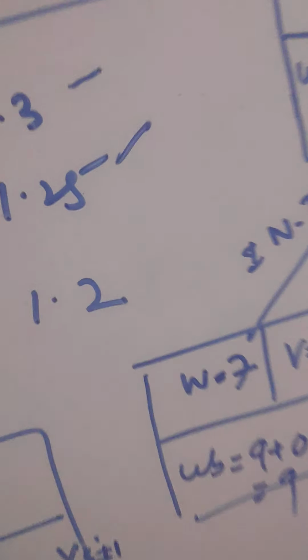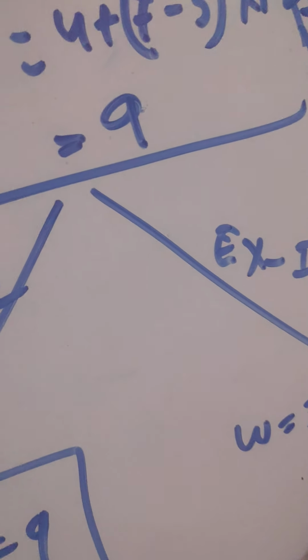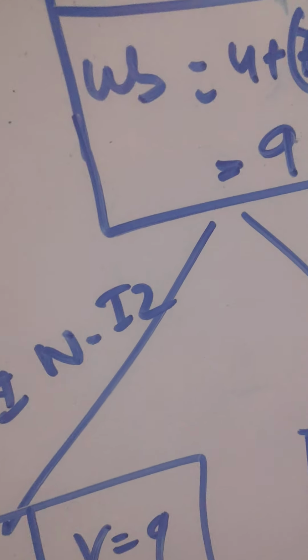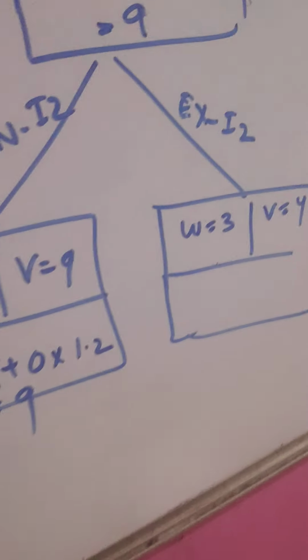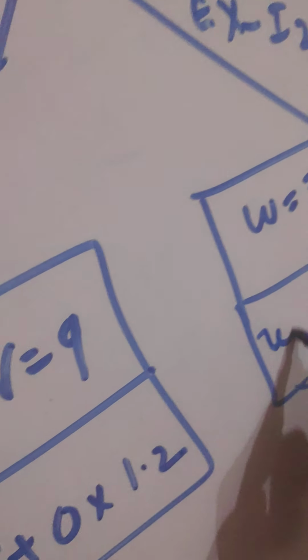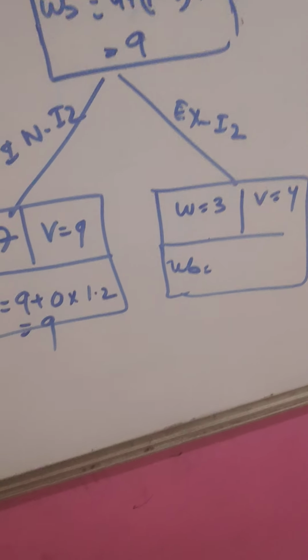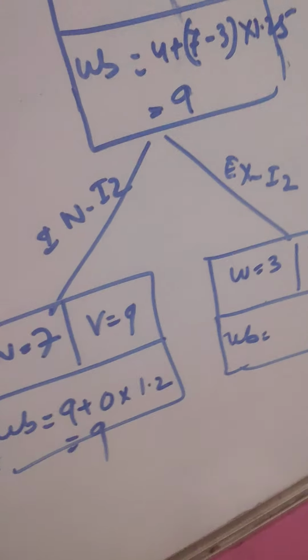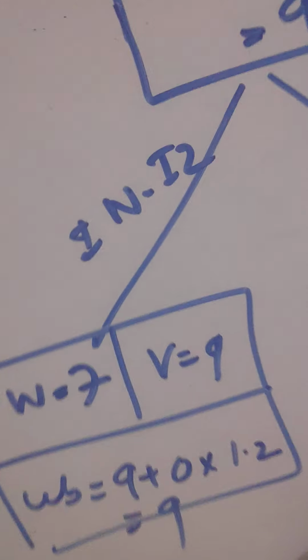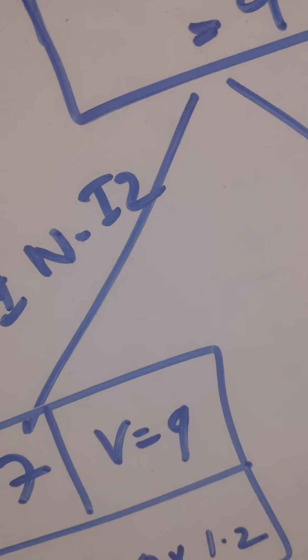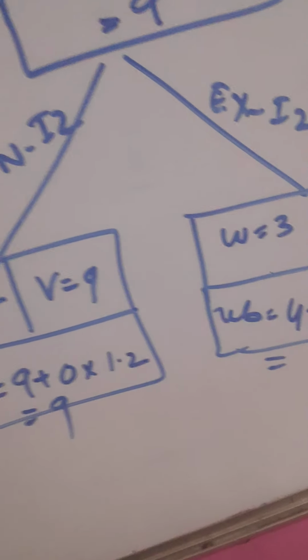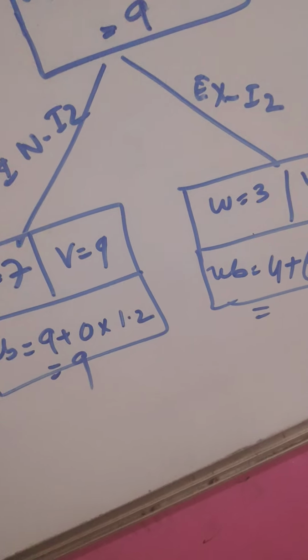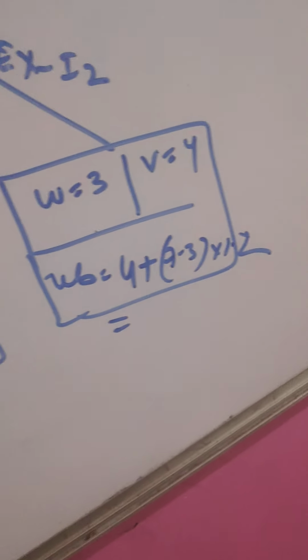Exclusion of I2. So W becomes 3. V becomes 4. No change there. But we will have change in upper bound. So what is upper bound? Again apply the same formula. It is 4 plus 7 minus 3 into 1.2 here. Now I am getting the value. How much is it? 7 minus 3 is 4. 4 into 1.2 is 4.8 plus 4, it is 8.8.